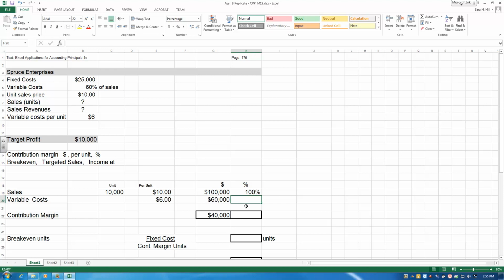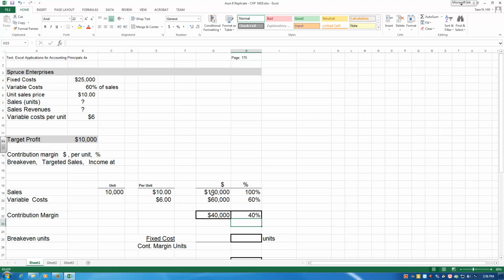Variable is going to be G20 divided by G19, or 60%. And the contribution margin percentage is going to be G22 divided by G19, or 40% in this case. So we've completed the first step, which is calculating the contribution margin on a sample of 10,000 units.